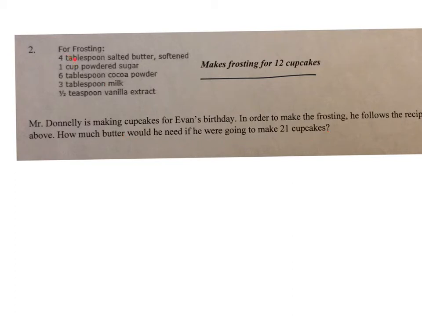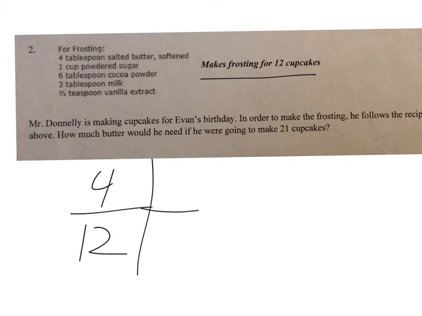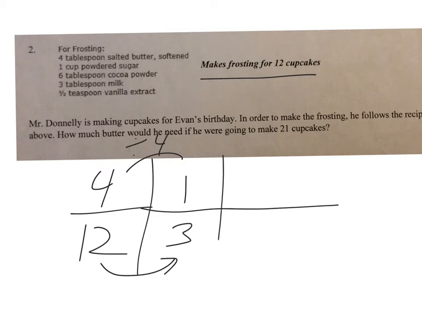So again, it's just a ratio. We're looking here at the butter. 4 tablespoons of butter will give me frosting for 12. So I set up that ratio 4 to 12, and then I just need to scale it up to 21. But 12 doesn't scale up to 21 nicely. So I sit there and I think, okay, well, oh wait, I can just divide them by 4. So if I divide by 4, I get 1 tablespoon of butter, and then divide 12 by 4, and I get 3.